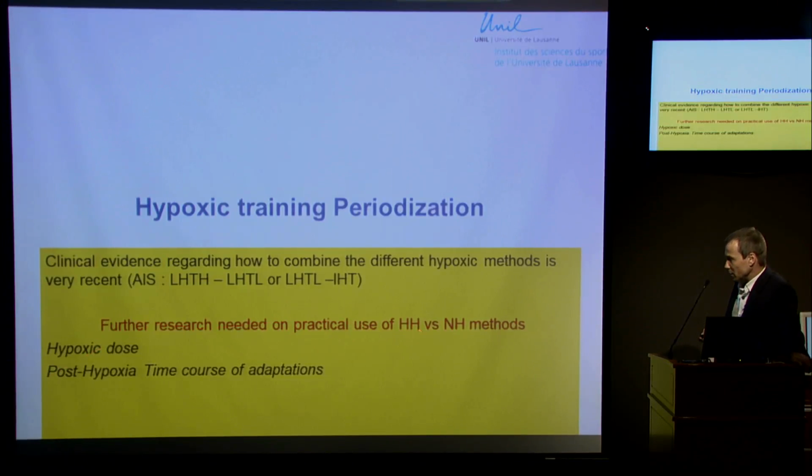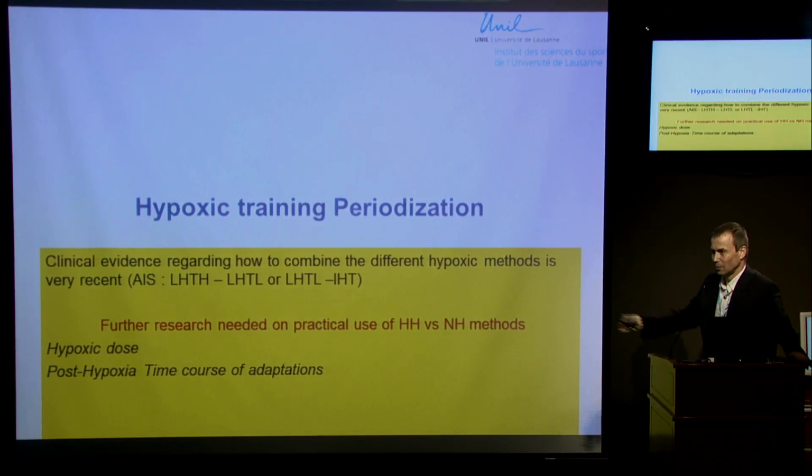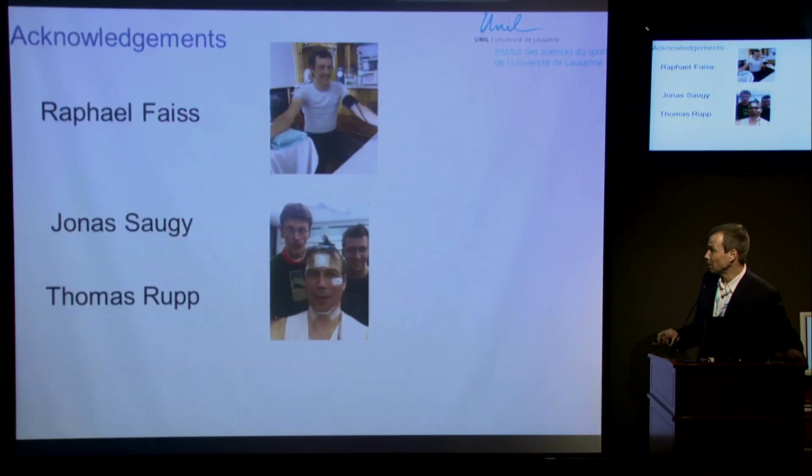But further research is needed on the practical use of HH versus NH, and again, about the hypoxic dose, and it's related to Rob's presentation yesterday in terms of the post-hypoxia time course of adaptation. Since ventilation is slightly different, are the ventilatory adaptations similar or not? We don't know yet, but we know that coaches are not using exactly the same delay post-exercise if it's in normobaric hypoxia or in hypobaric hypoxia.